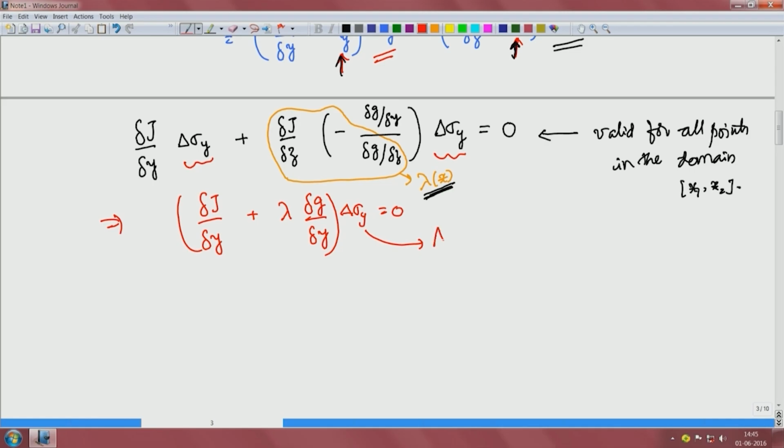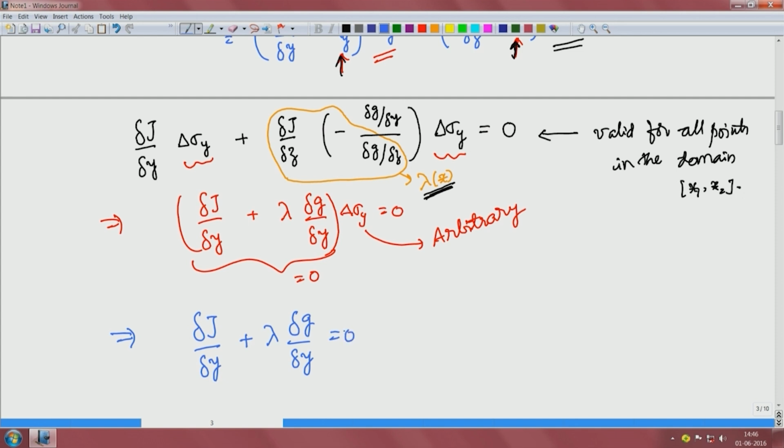Since this is arbitrary, we can choose our perturbation any which way we want, and that makes this equal to 0. Okay. So, we get the variational derivative of the objective function plus lambda times the variational derivative of the constraint equal to 0. So, that is one equation.